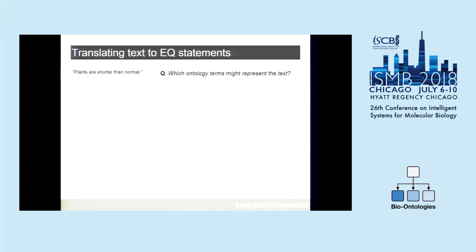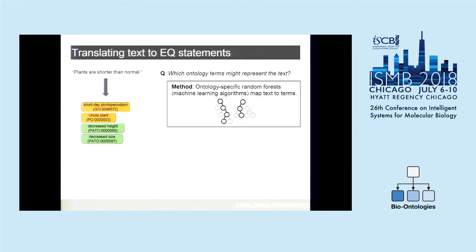But how is the method actually working? We start with a sentence like "plants are shorter than normal." The question we ask is, which ontology terms might represent the text? What we're looking for is a subset of terms from all the ontologies that we want to use to describe the phenotype. The method we use for identifying these is to use random forests, which are specific to each ontology, to classify whether the terms belong to that subset or not.